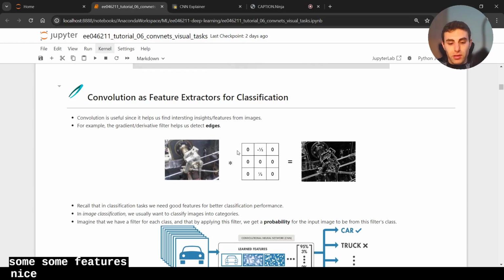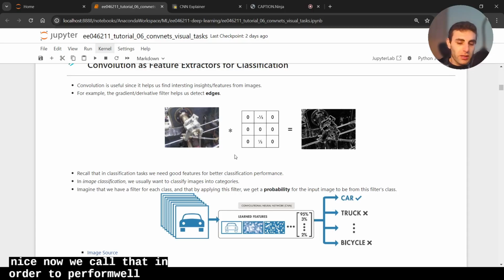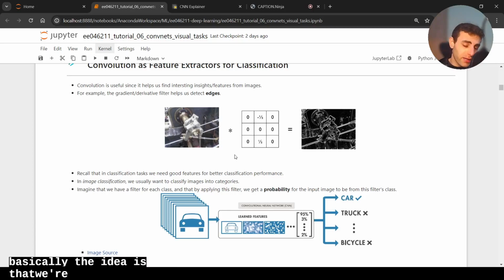Nice. Now, recall that in order to perform well, we need good features. So we've seen this before when we picked several features. We did some feature selection to maximize the performance. But usually we just let the neural network learn from all of the features, and it will tune the weights such that more important features will get a larger weight. Now, basically, the idea is that we're going to do the same, just in 2D.